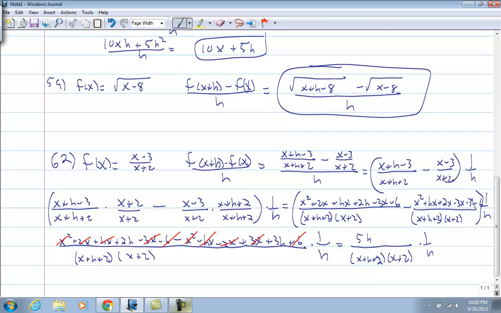And then the h is divided out. That h divides out with that one. And leaves us with 5 over x plus h plus 2 times x plus 2. That's it.